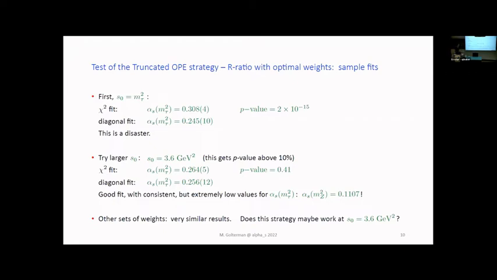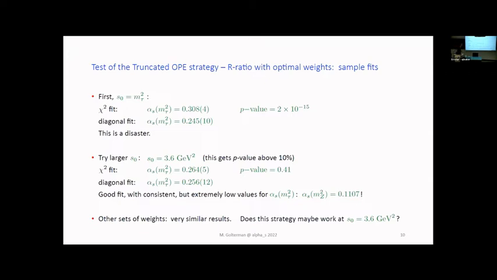For other sets of weights, it's slightly different, 3.6, 3.7. Okay, and you find a good chi-squared fit because I raised S0 enough. You find that the diagonal fit agrees with the chi-squared fit, so this all looks fine. You of course get quite low values for alpha S. I'm not sure that anybody is ready to believe these values, but maybe this is what it is, and maybe the truncated OPE approach would start to work at values of S0 well above the tau mass.